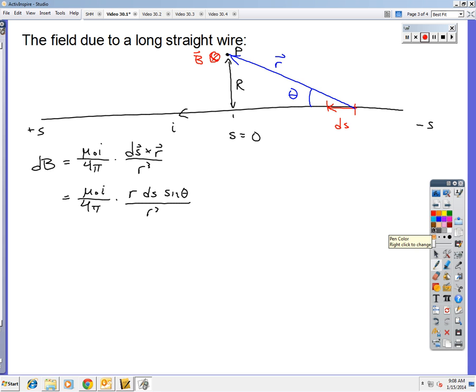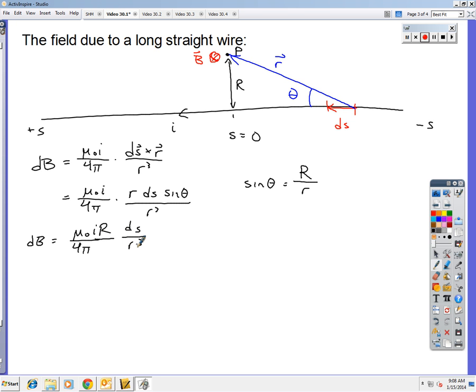Okay, so back to this. Sine theta is equal to opposite over hypotenuse, big R over little r. And so the result is dB is mu naught I over 4 pi times big R ds over r cubed.